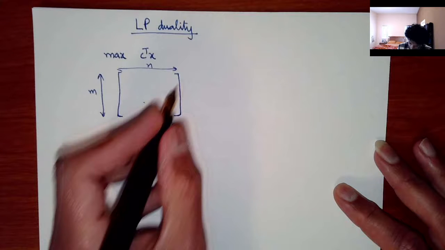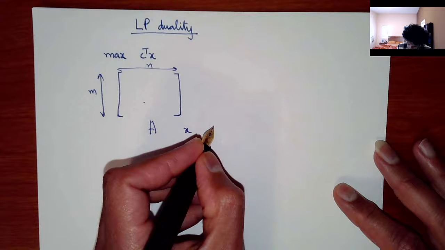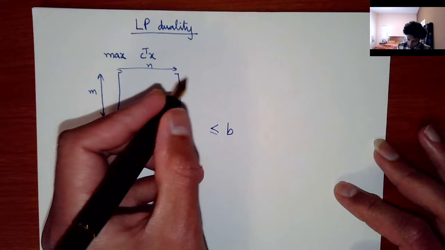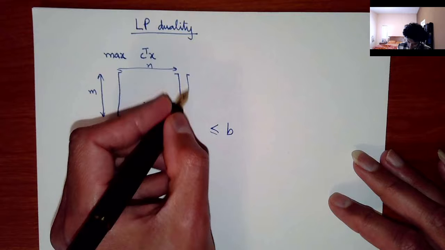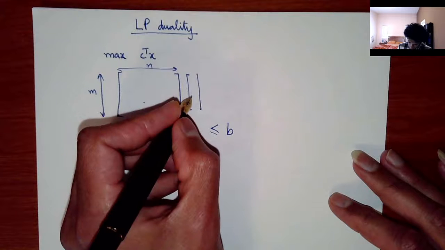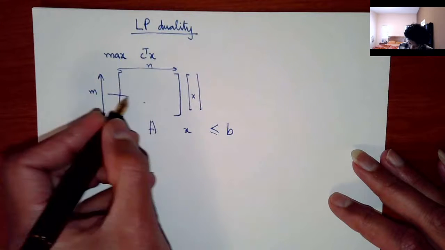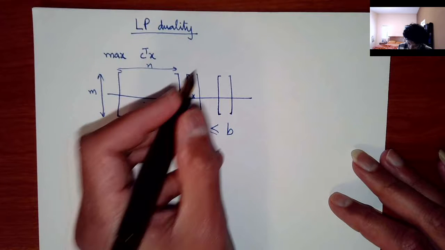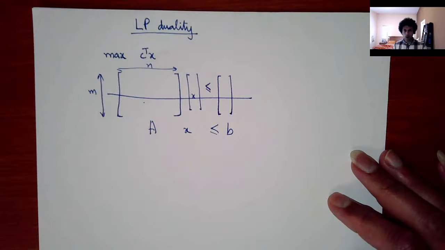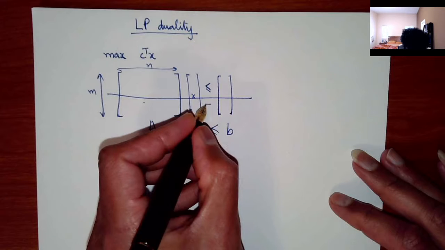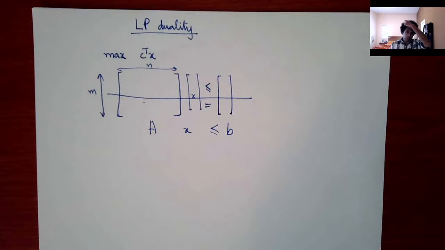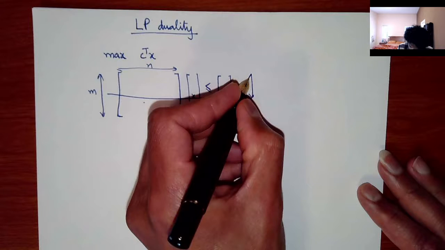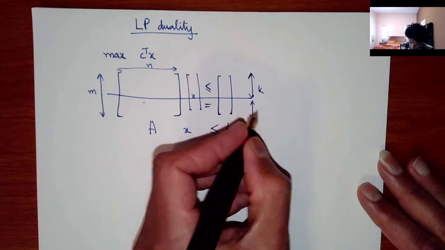And typically we have AX less than or equal to B, but I want to show a more general form. So here is X, and here is B. Let's say that the top are inequalities and the bottom are equalities. So maybe the first k constraints are the inequalities, and this is the remaining n minus k.